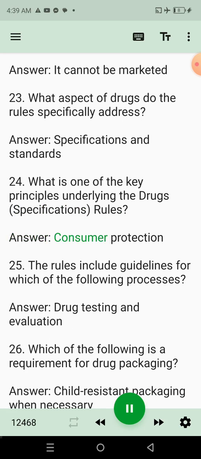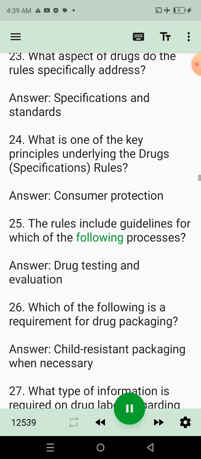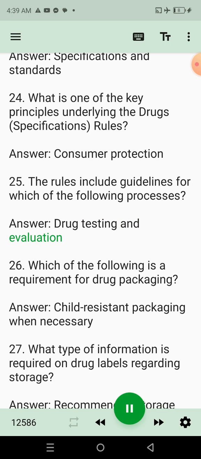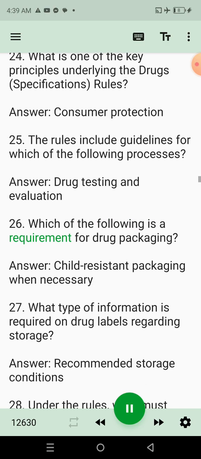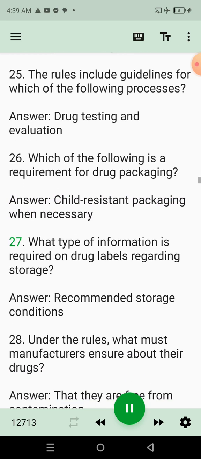Answer: consumer protection. 25. The rules include guidelines for which of the following processes? Answer: drug testing and evaluation. 26. Which of the following is a requirement for drug packaging? Answer: child-resistant packaging when necessary.